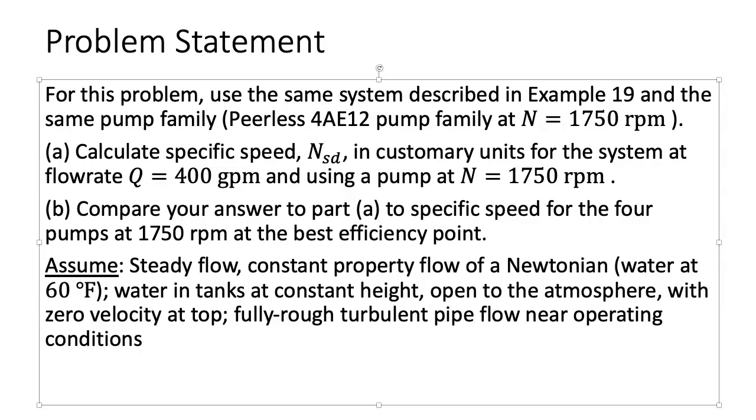For this problem, we need to make the same assumptions made to calculate the system curve in Example 19. These include the following. First, we assume steady, constant property flow of a Newtonian fluid, which is water at 60 degrees Fahrenheit. Second, we assume that the water in the large tanks has a constant height, is open to the atmosphere, and that the velocity at the top is approximately 0. Third, we assume fully rough turbulent pipe flow near the operating conditions for the pump.